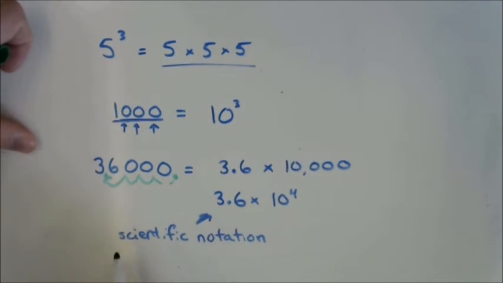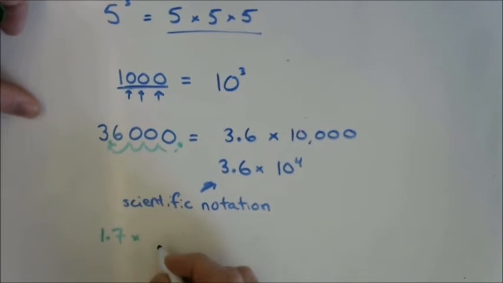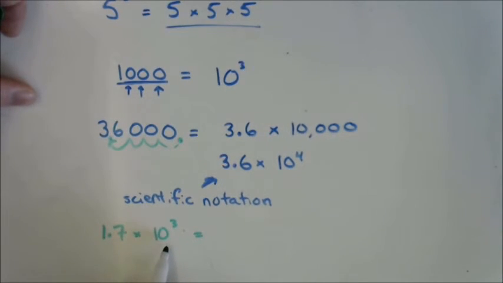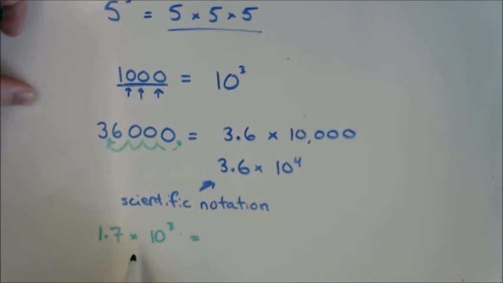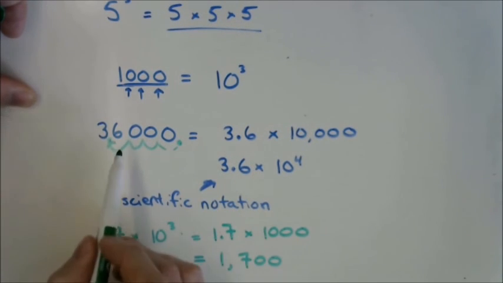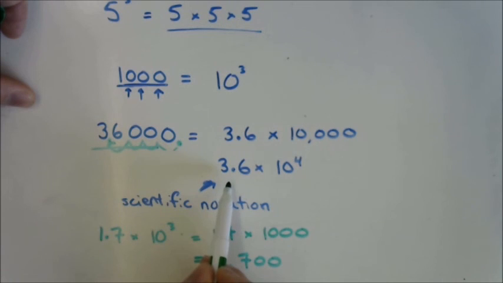Now we could also work this backwards. If you're given something in scientific notation, let's say we're given 1.7 times 10 to the power of 3. Okay? Now we know that we're going to end up moving this decimal place out 3 times. Or we could think of it this way: we're multiplying 1.7 times what's this in standard form? 1,000. So we really have 1.7 times 1,000, which is 1,700. Okay, so we can go from standard form to scientific notation, and we can go from scientific notation to standard form.